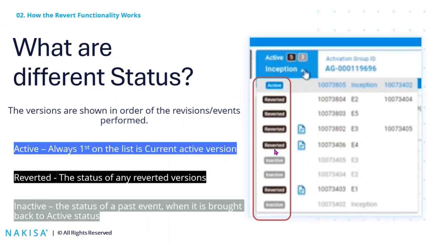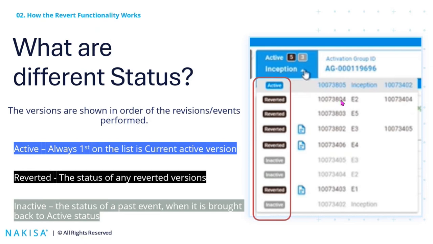Now, what happens after the revert is completed. We will see that there are different statuses. Now you see it's not the usual, because you have not only the revision, but you may also have reverted and inactive. The versions are shown in the order of the events performed. So we'll see that the active status or the active version will always be on the top.